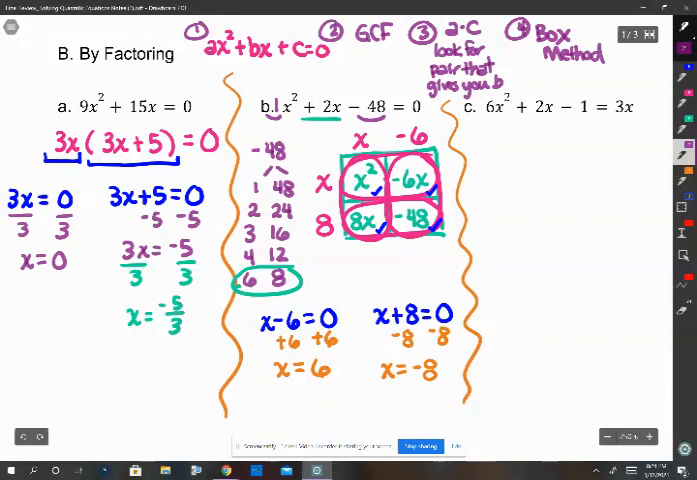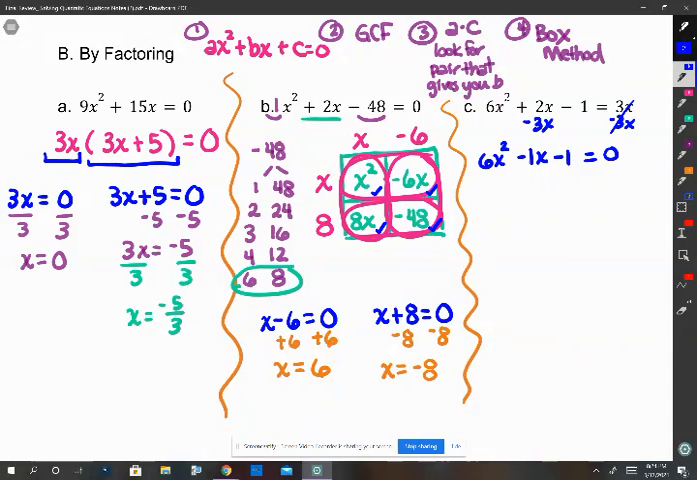When I look at this next example, hopefully you notice that it's not in standard form right away. So we're going to bring the 3x over to join the x in the middle. And so we get 6x squared, 2 minus 3 is negative 1x, and then the negative 1 comes straight down and this goes away, which is the whole reason I did that. Now I have something that's in standard form.